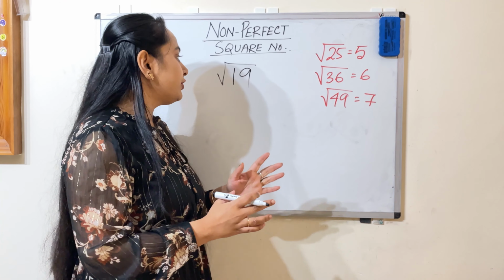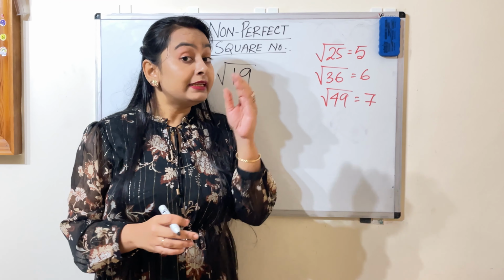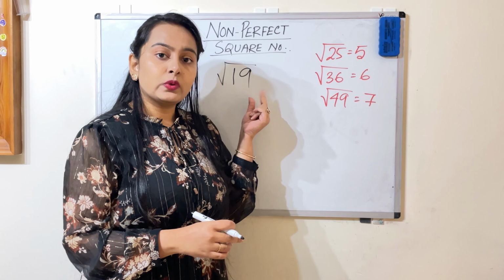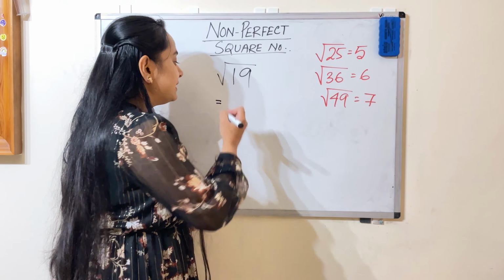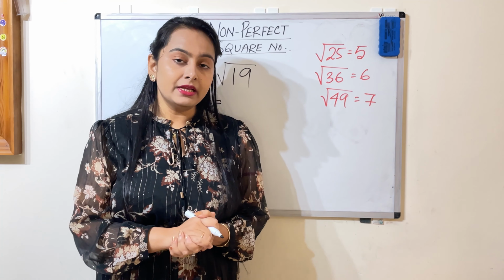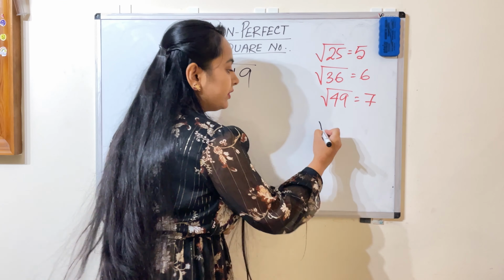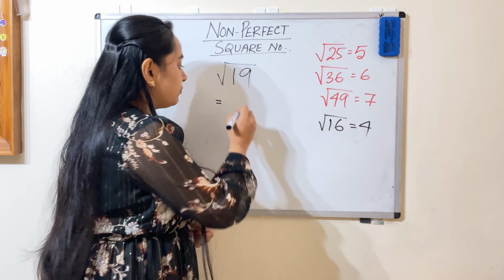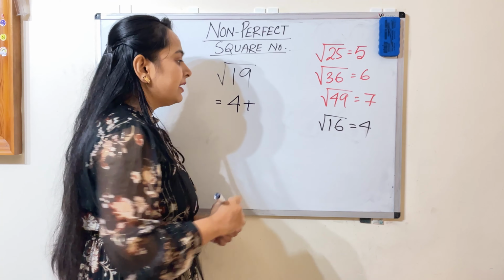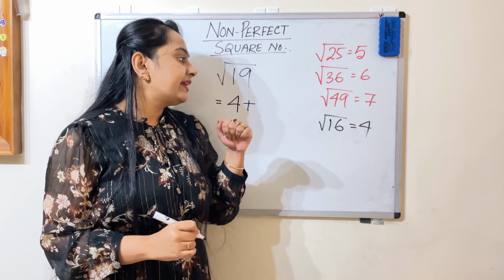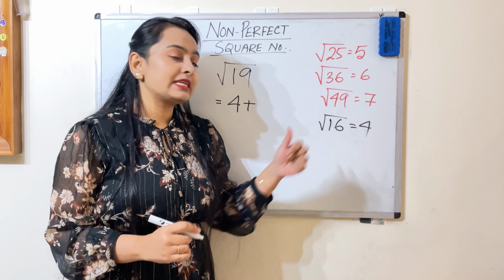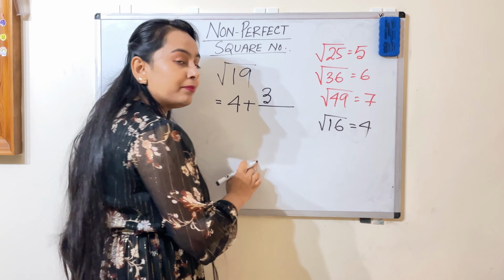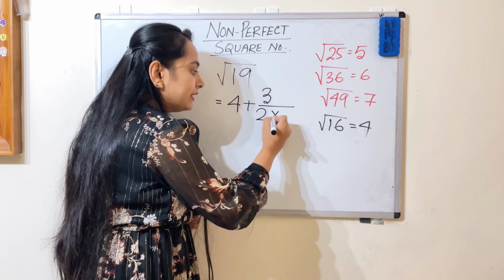So first, what you need to do? You have to find the nearest perfect square number of the given one. So under root of 19, what is the nearest perfect square number? That is 16. The square root of it is 4, right? So 4 plus. Now tell me, 19 is how much greater than 16? 3, right? So we have to add that number, divided by 2 into that number.